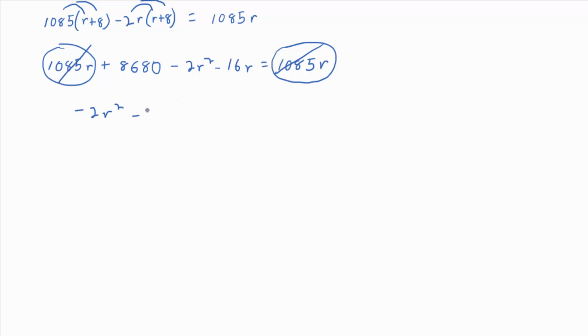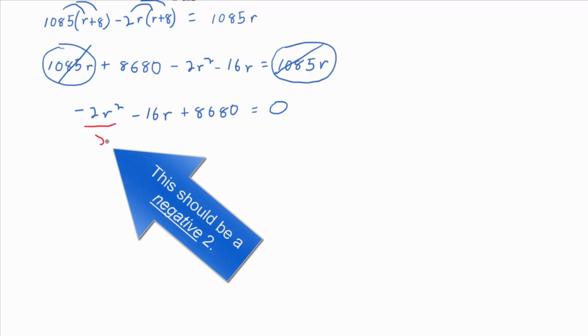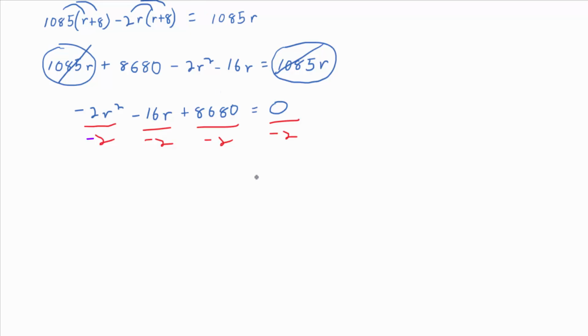So minus 16R, and then plus 8680, like that, equals 0. What would be a smart thing to do before you just try factoring or try the quadratic formula? Yeah, you could factor out the -2, or couldn't you just divide the whole thing by -2? So that's how I'm going to think of it. Divide everything by -2, and then the right-hand side just stays 0 when you do that, right? So you get 0 on the right-hand side, then what do you get?